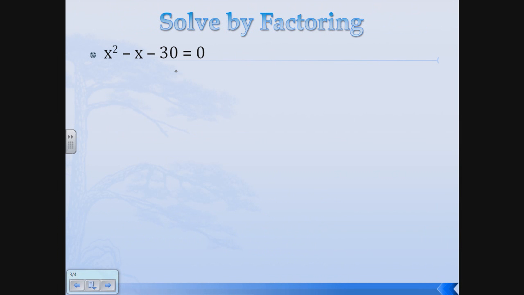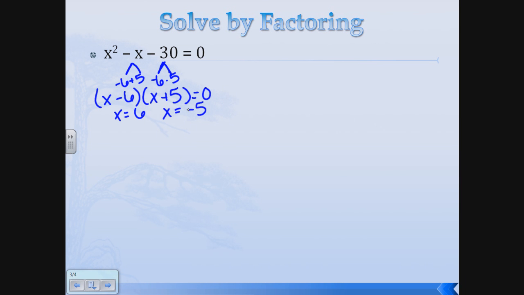So, same thing here. What are factors of negative 30 that make negative 1? That would be negative 6 times 5, or negative 6 plus 5. So it factors as x minus 6 and x plus 5 equals 0, so that x equals 6 and x equals negative 5.